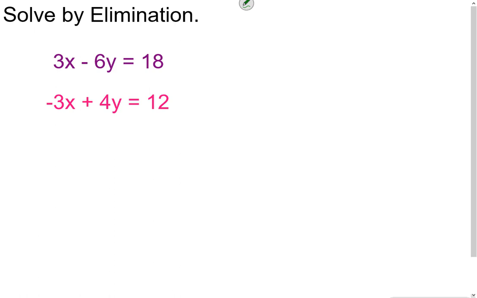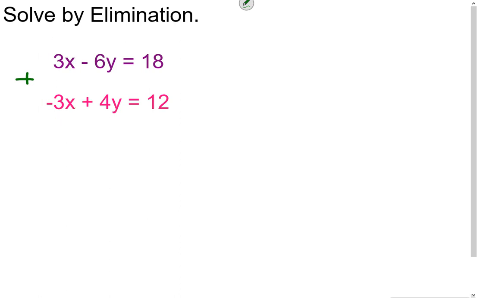When I look at this, I notice that my x's are just opposites of each other. My y values, on the other hand, one's a -6 and one's a +4. So in this case, it's going to be easier to eliminate the x's, because if I focus on the x values and add those two together, I end up with 0, and that's what we want. We have eliminated the x's.